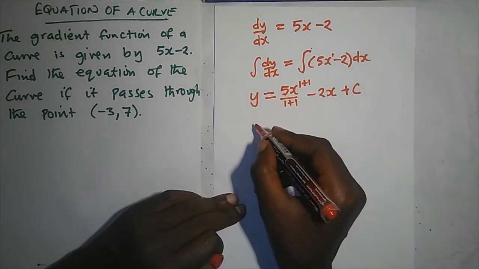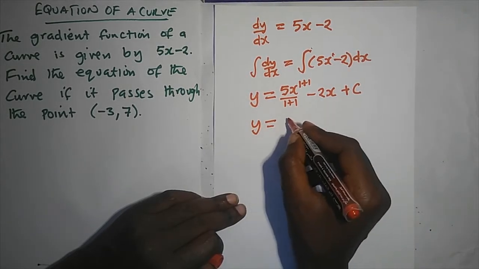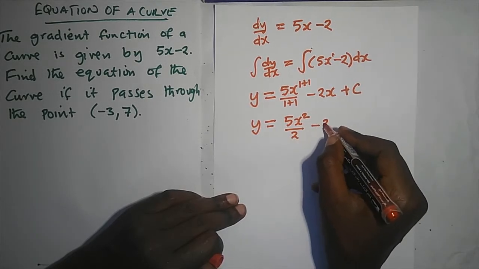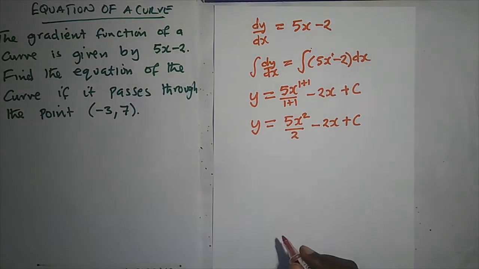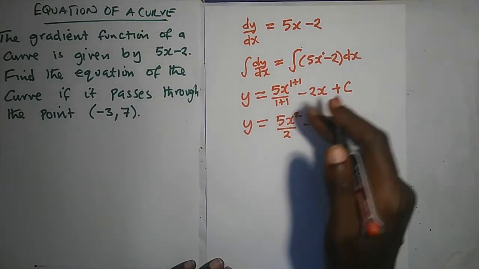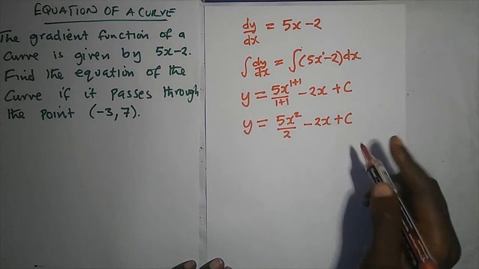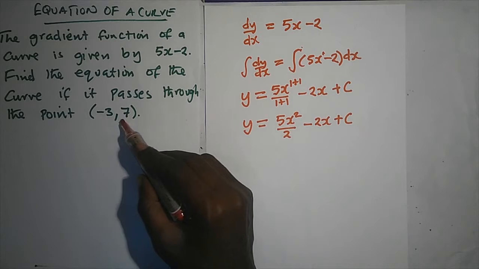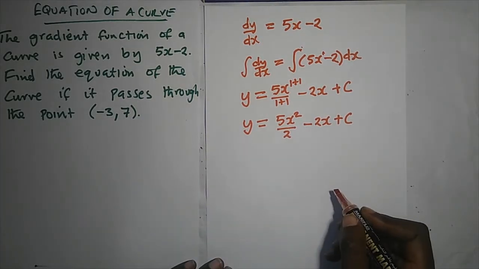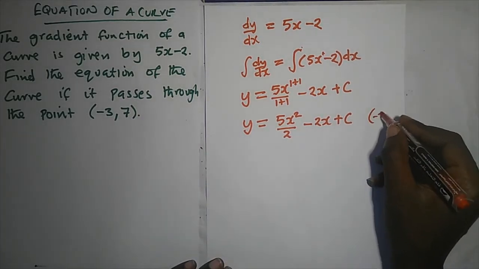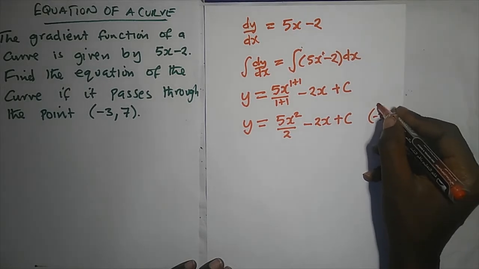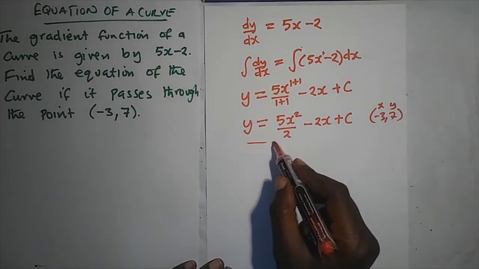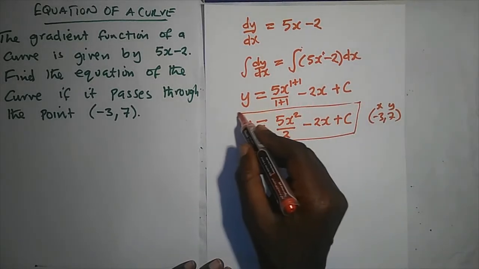So at this stage we are going to simplify. y is equal to 5x squared over 2 minus 2x plus c. Okay, so here we have our equation of the curve. The only thing that we need now is to find the value of c by using the point that we are given, -3, 7. So we are going to substitute -3, 7: -3 is x, 7 is y, into this equation that we have found.